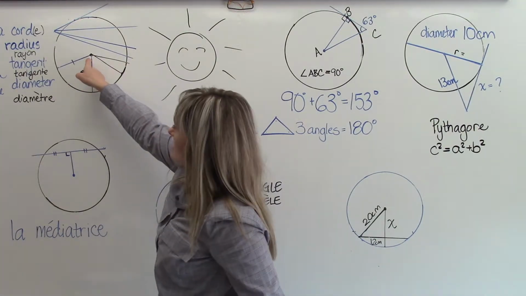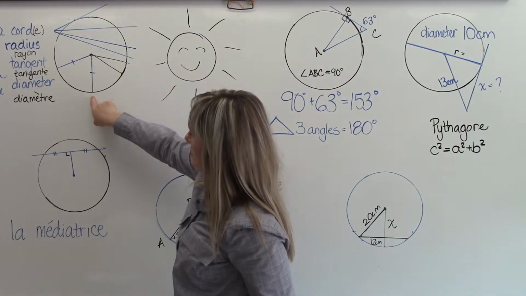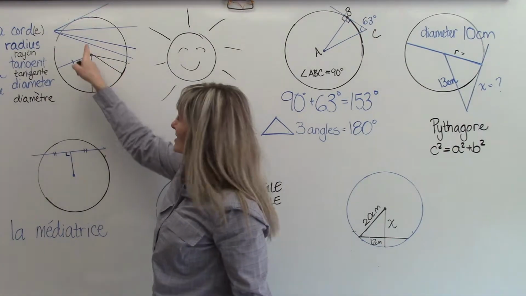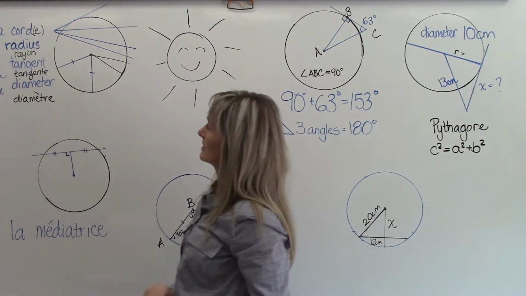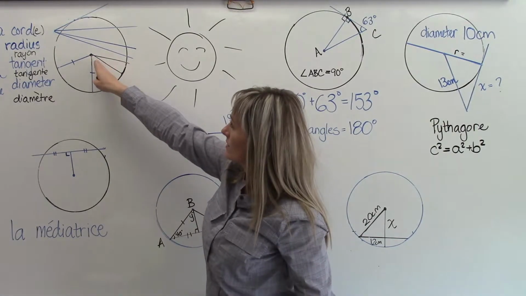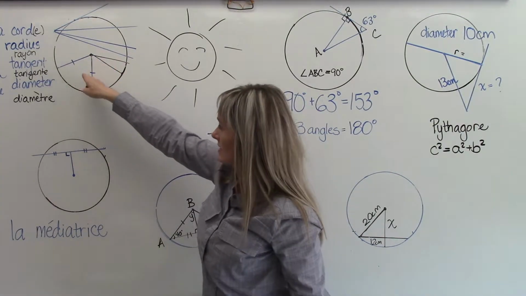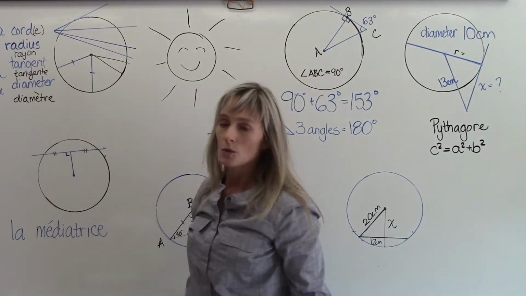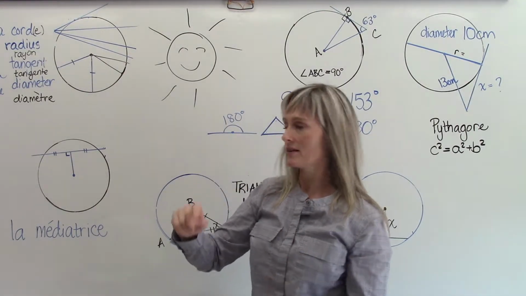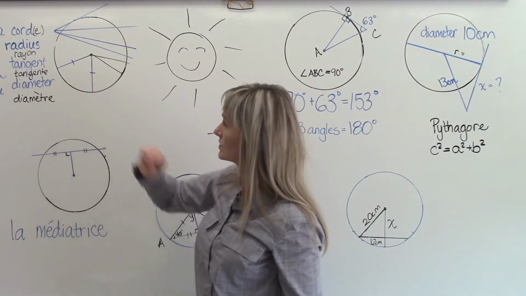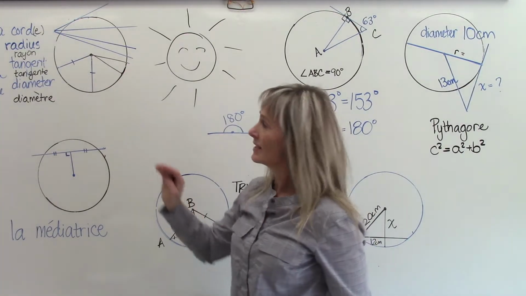Any of these will work, as long as you start at the center and you go out to the extremity. Si vous commencez ici au centre, puis vous allez à l'extrémité, c'est un rayon. Puis tous les rayons ont la même mesure. And all of these rays, this radius here, all of them, as you can see, will have the exact same length. OK.